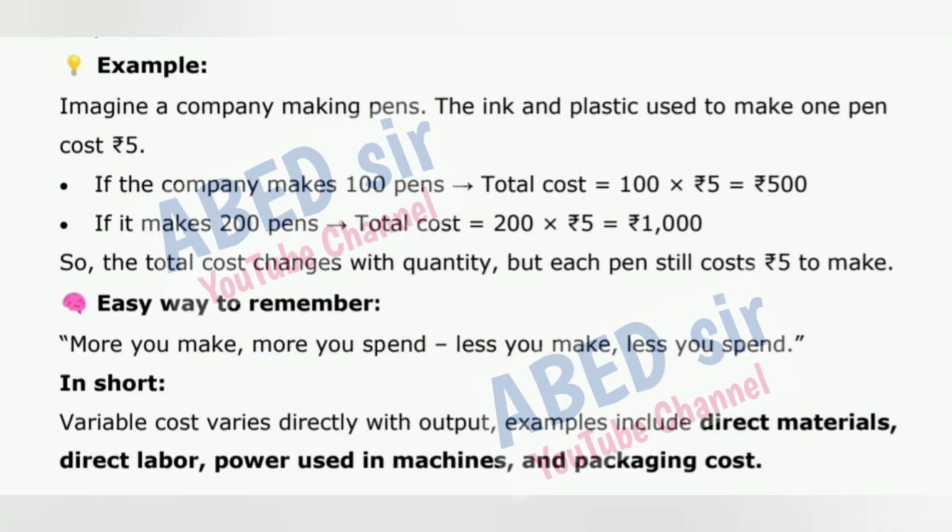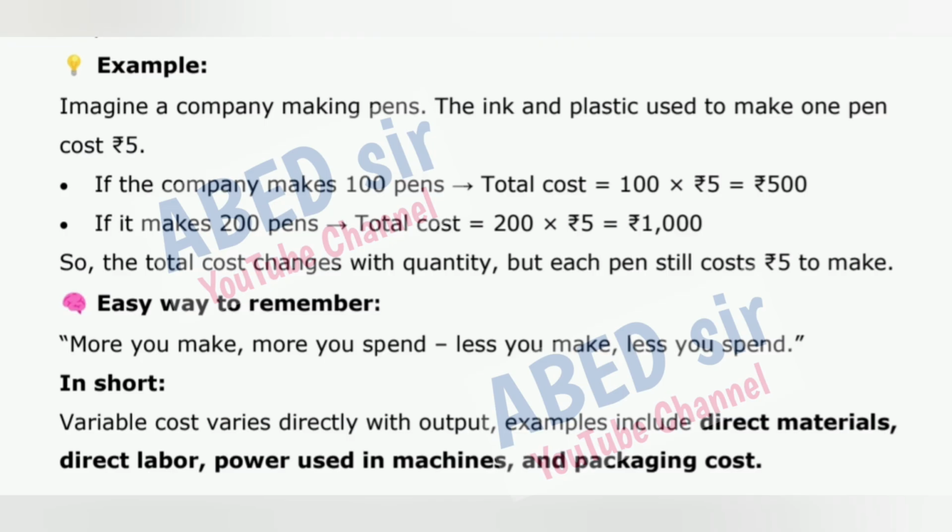Example: imagine a company making pens. The ink and plastic used to make one pen cost 5 rupees. If the company makes 100 pens, total cost is equal to 100 times 5 rupees is equal to 500 rupees. If it makes 200 pens, total cost is equal to 200 times 5 rupees is equal to 1000 rupees. So, the total cost changes with quantity, but each pen still costs 5 rupees to make.